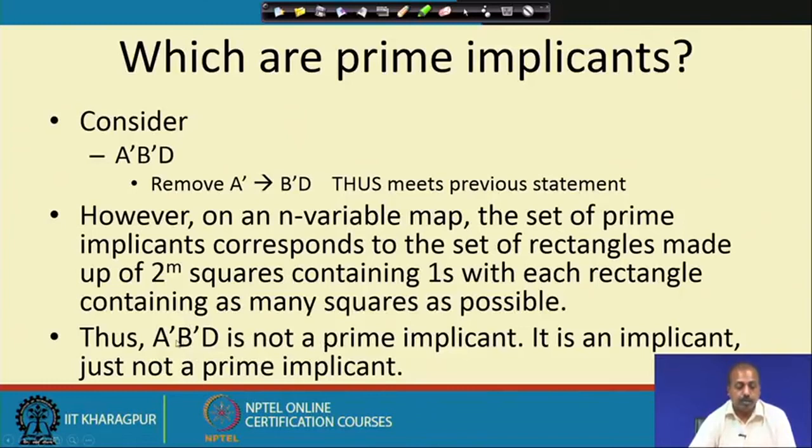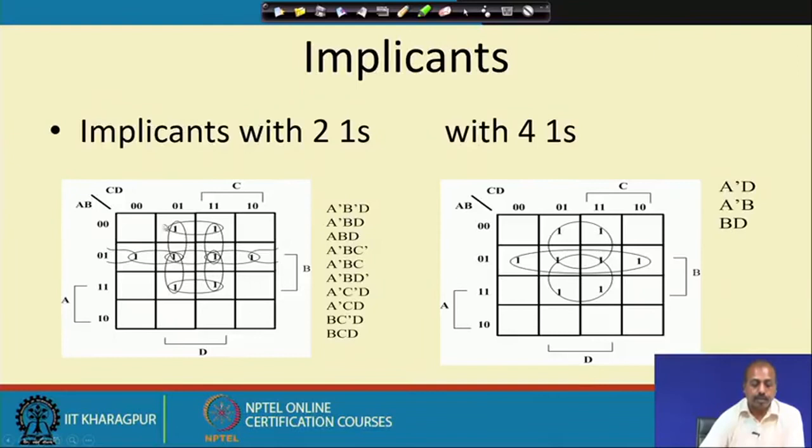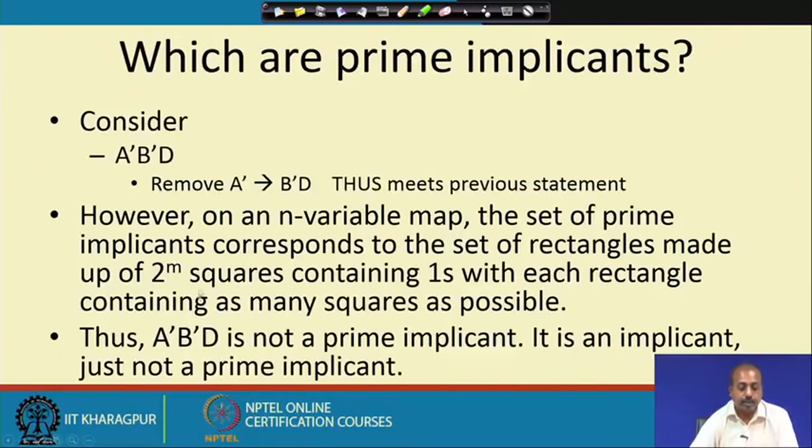Because if we remove this, then it will be generating a bigger sized quad. In fact, you can say, like here it was a pair A bar B bar D. So, if I remove A bar, I am getting B bar D. So, this corresponds to a quad, meaning these two ones and these two ones. So, that will be giving rise to a quad. So, as the number of literals reduces, the size of the covering increases, okay. Size of the rectangle increases.